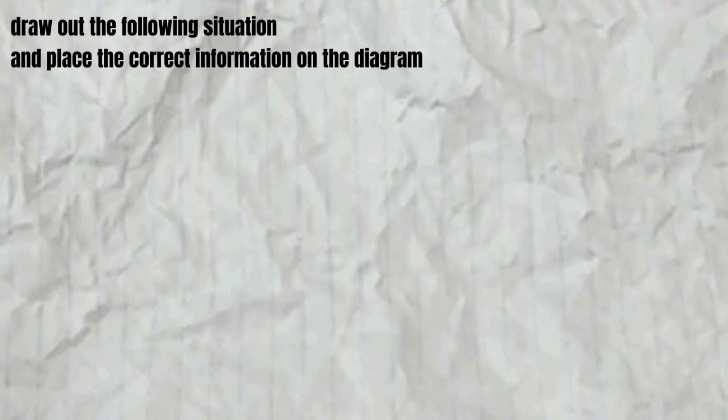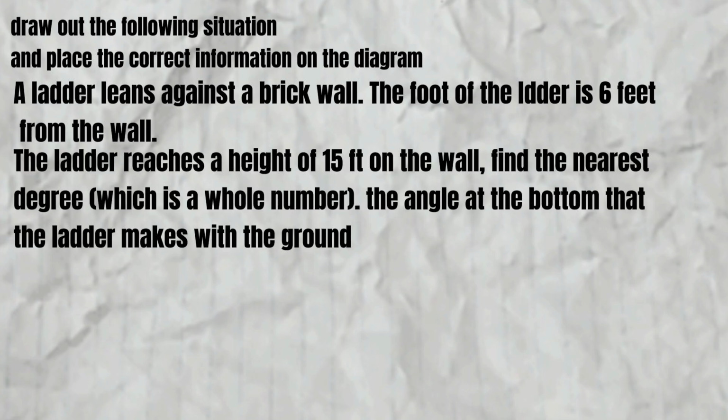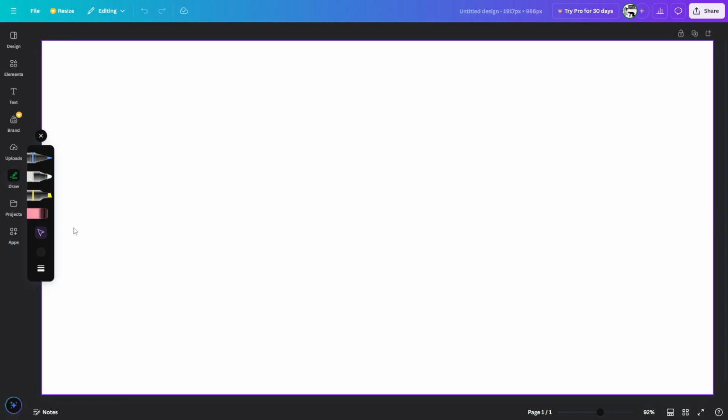So let's get started. A ladder leans against a brick wall. The foot of the ladder is 6 feet from the wall. The ladder reaches a height of 15 feet on the wall. Find, to the nearest degree, which is a whole number, the angle at the bottom where the ladder makes with the ground.